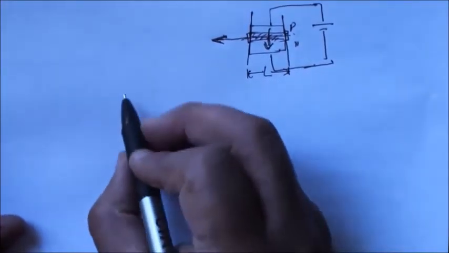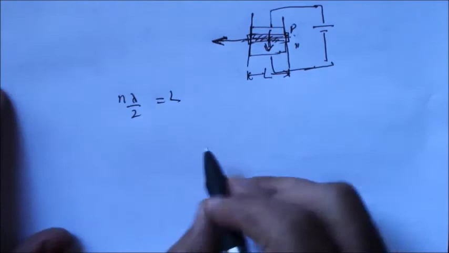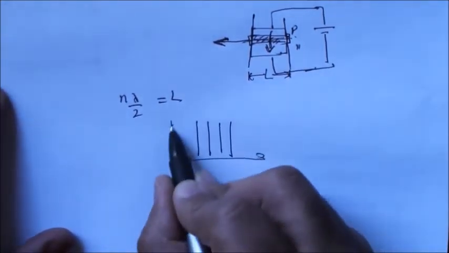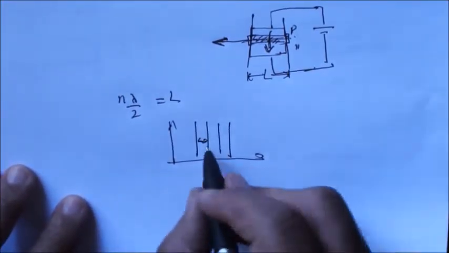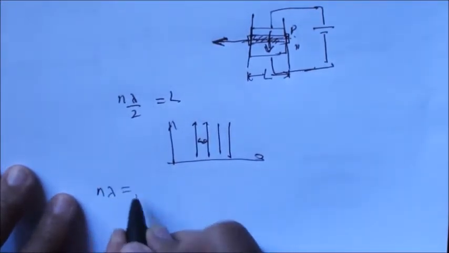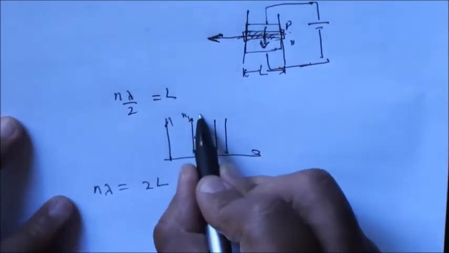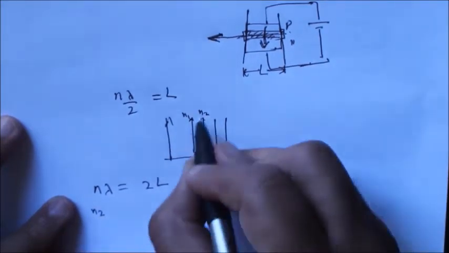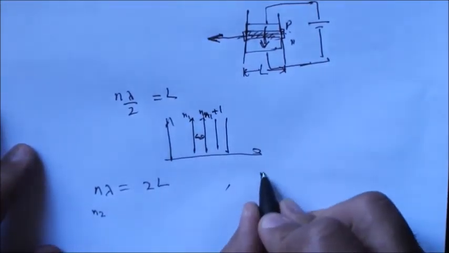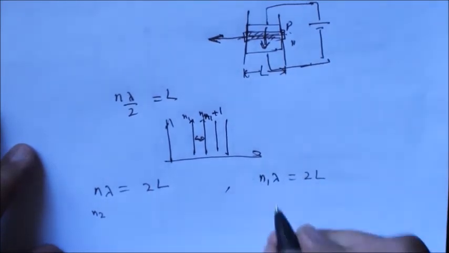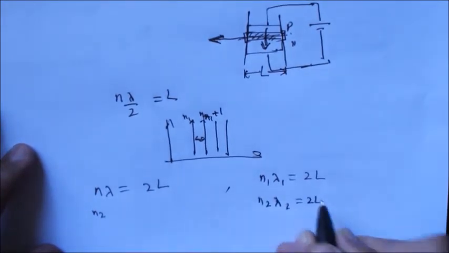As you recall, we had said that n lambda by 2 equals the length of the cavity, and these are the laser modes. What is the spacing between modes? If n lambda equals 2l, then between two consecutive modes, n1 and n1 plus 1, we can say that n1 lambda 1 equals 2l, and n2 lambda 2 should also be equal to 2l.